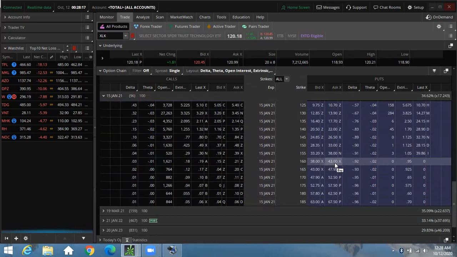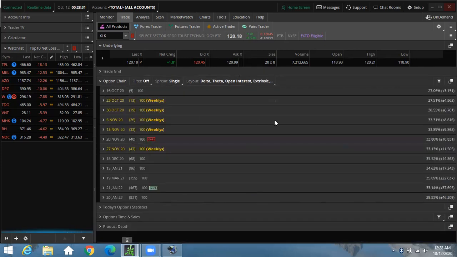Now, in this case, these options are $4,300, so we wouldn't be going that far. But just to show you an illustration, if you own a call option, you could buy a put option to protect it just in case it went down.